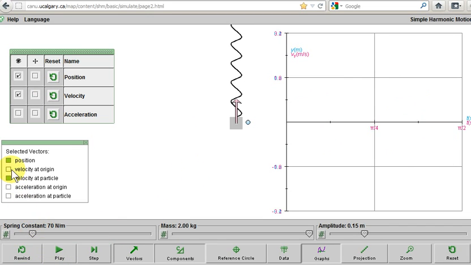We can also show the velocity vector at the origin. That means its tail is fixed at the origin, x equals 0. So we have two velocity vectors, one at the origin and one at the particle. Both velocity vectors are identical. They're just positioned in different places.